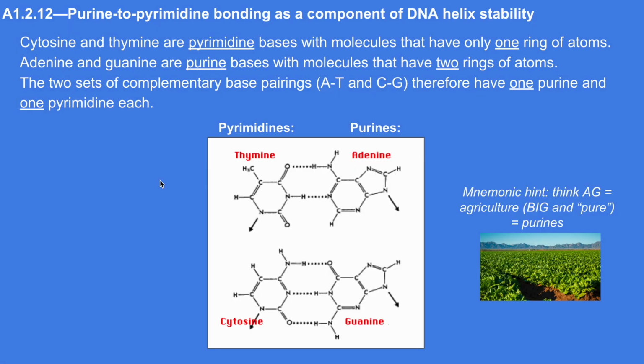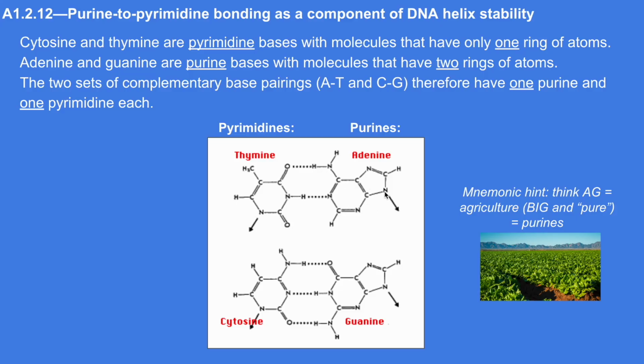We are going to classify our bases as either pyrimidines or purines. Note that pyrimidines have 1 ring of atoms in their base, while purines have 2 rings of atoms. Note that a pyrimidine and a purine will always be bonded to each other. That is going to allow DNA to have a stable width.